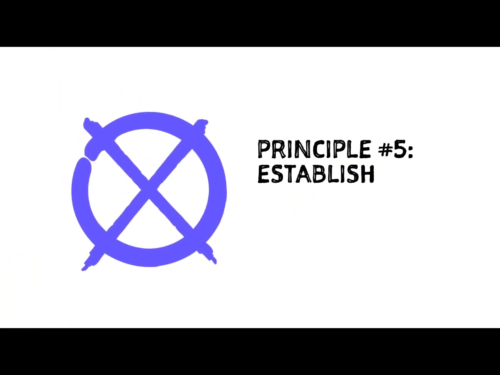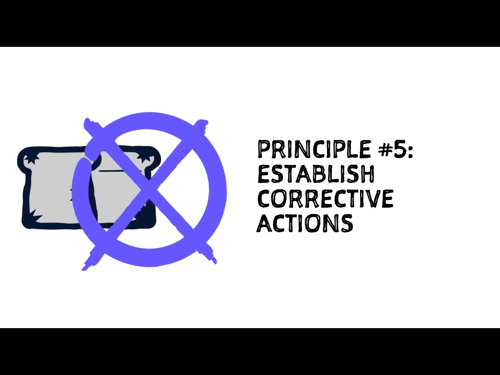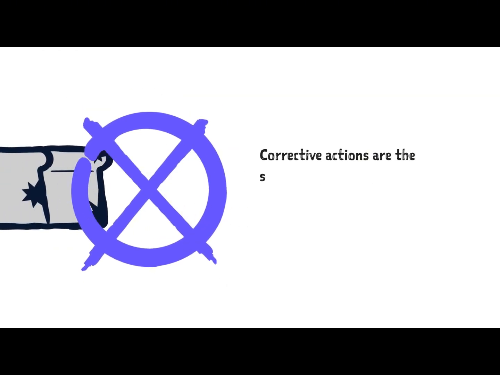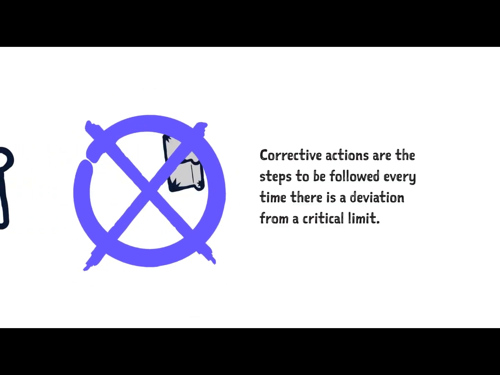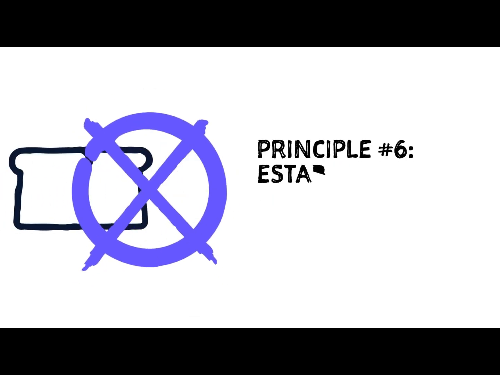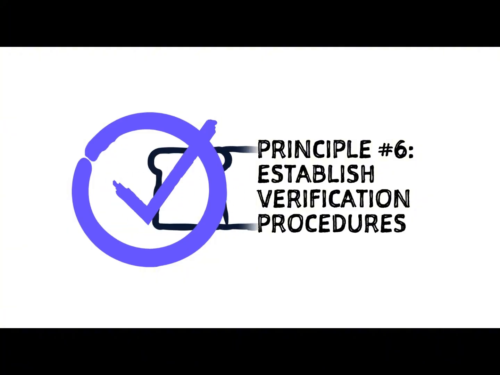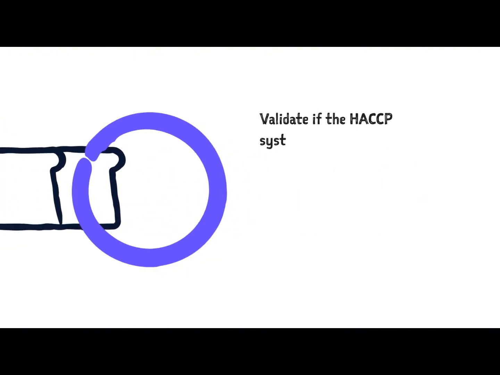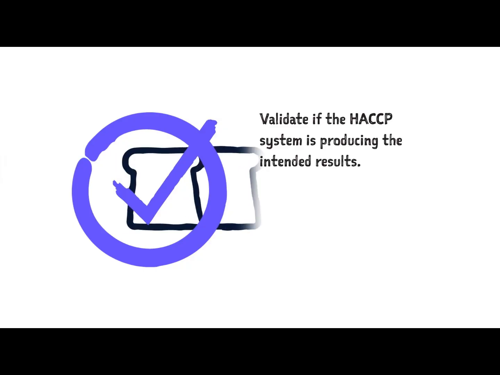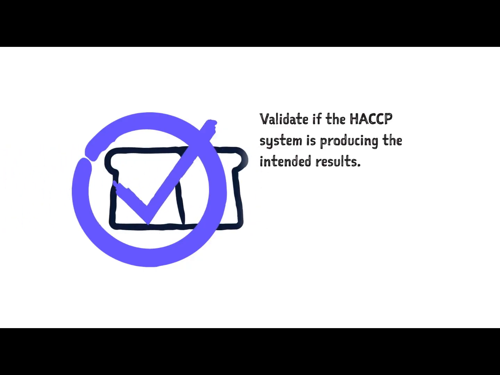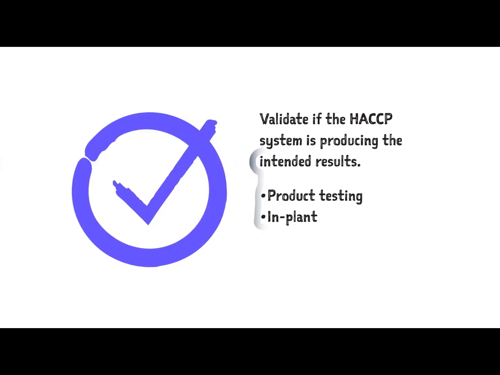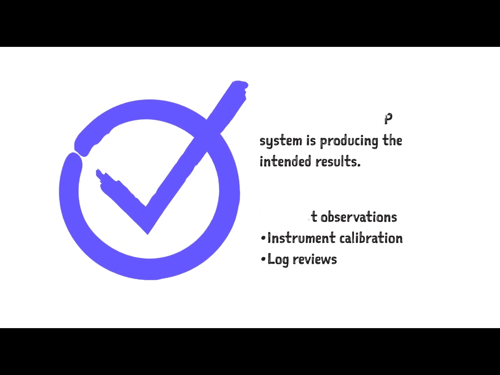Principle number 5. Establish corrective actions. Corrective actions are the steps to be followed every time there is a deviation from a critical limit. Principle number 6. Establish verification procedures. Validate if the HACCP system is producing the intended results. Examples of verification activities include product testing, in-plant observations, instrument calibration, and log reviews.